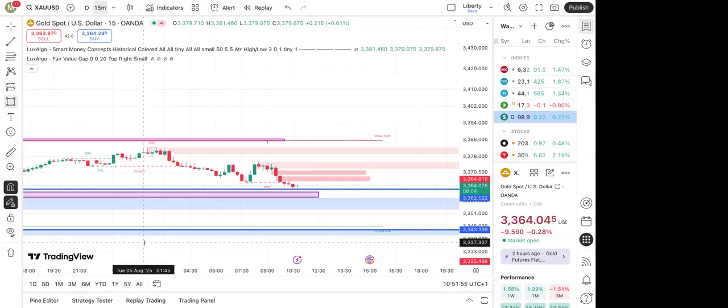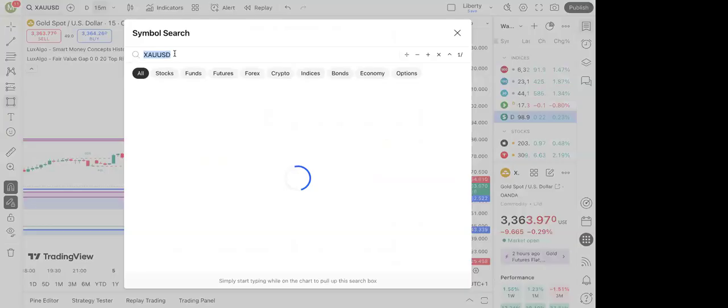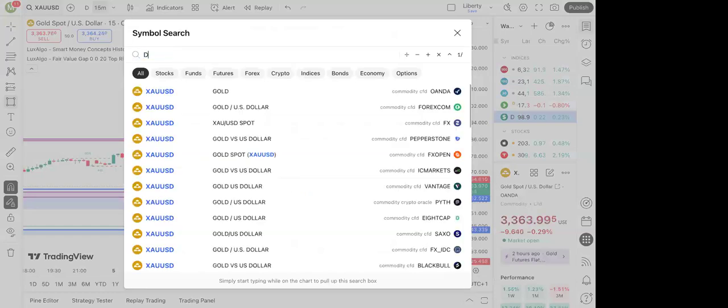Are we aligned? We've just been told that the DXY and gold are inversely correlated. Being inversely correlated means when DXY is buying, gold will be selling. When gold is buying, DXY will be selling. So with that, we want to go and check what is happening with DXY. So we'll change our currency to DXY.